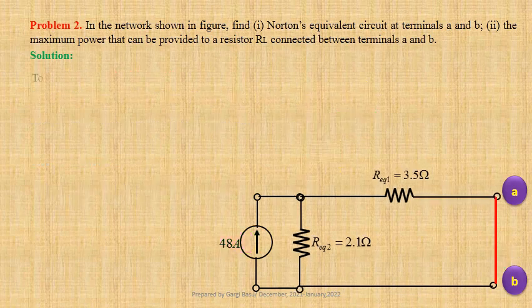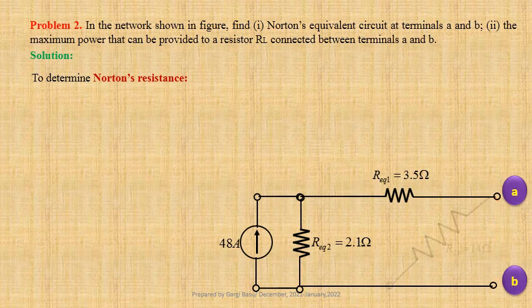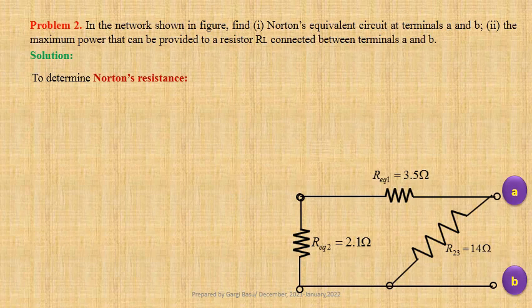Let us determine Norton's resistance. For this purpose, we shall remove the short circuit from load terminals A and B and deactivate the current source of 48 ampere. Now, the equivalent resistance as seen from load terminals A and B gives us Norton's resistance.